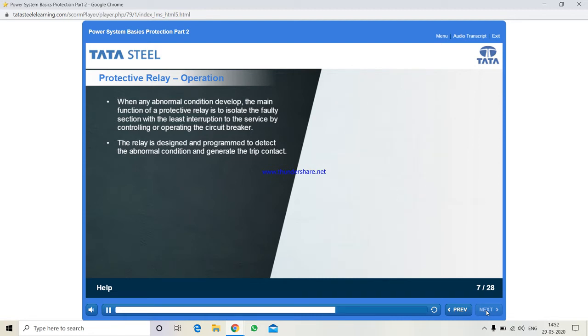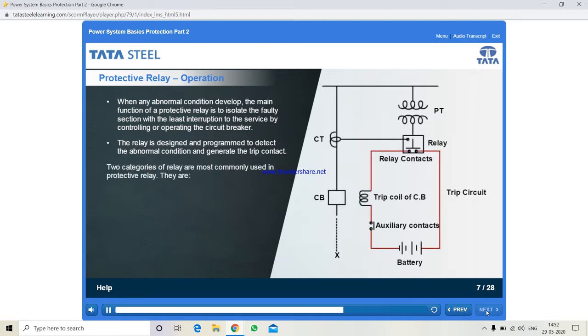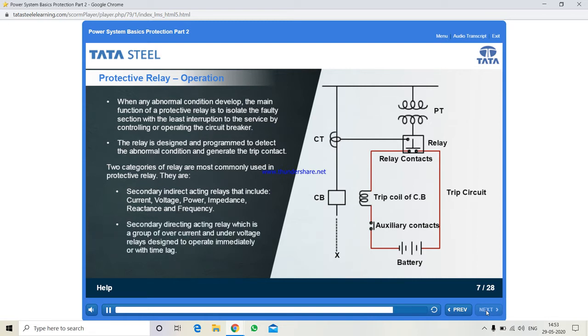Two categories of relay are most commonly used in protective relaying. They are secondary indirect acting relays, that include current, voltage, power, impedance, reactance, and frequency. And secondary direct acting relays, which are a group of overcurrent and under voltage relays designed to operate immediately or with time lag.